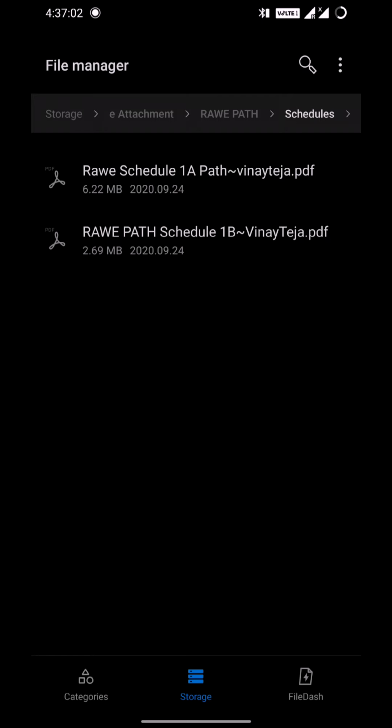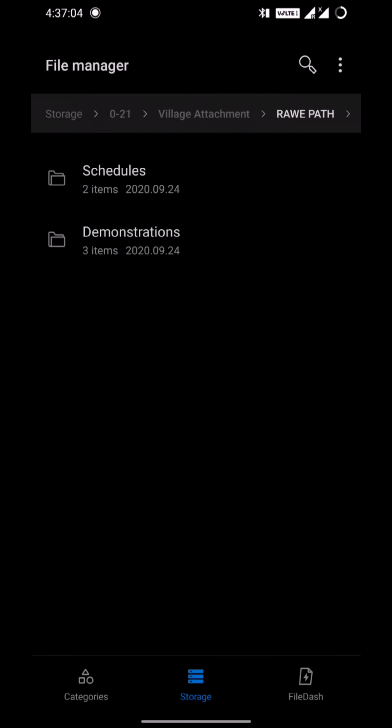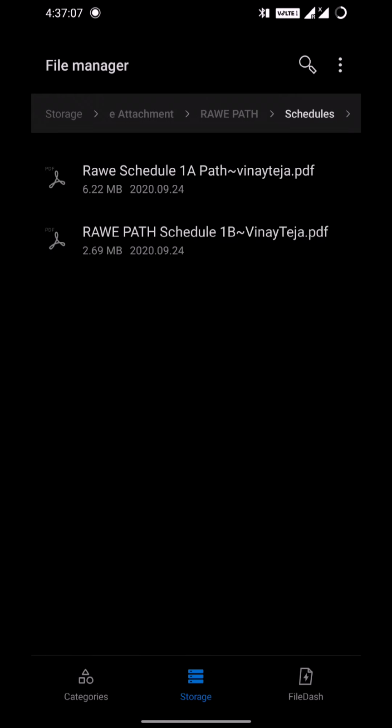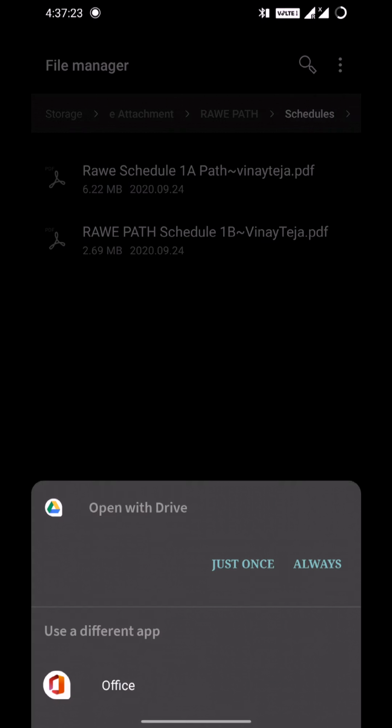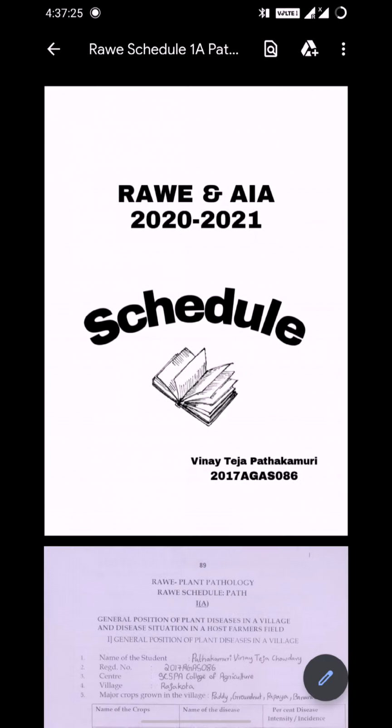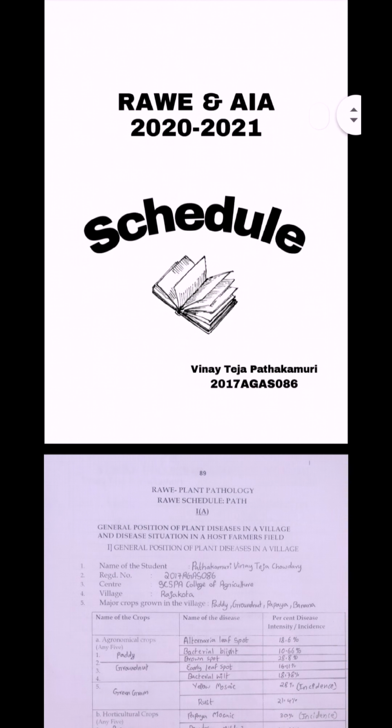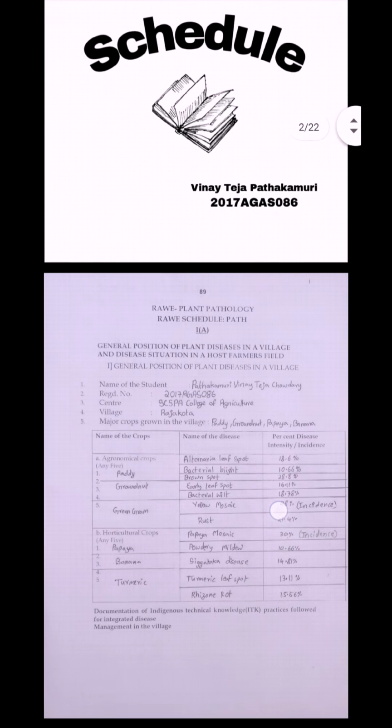When we talk about the schedules, in plant pathology there is only one schedule, which is divided into 1A and 1B. I have written it in the pages, then scanned it, and preserved it in the form of a PDF. Suppose when I open it, you can see it. It's the RAWE program 2021, with my name and details and the rest of the details which I have filled in the schedule.